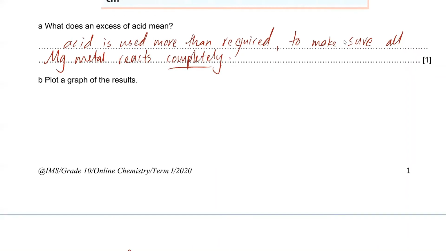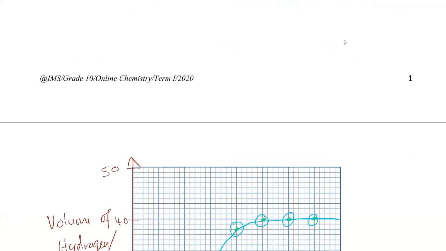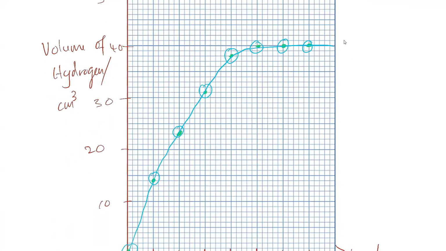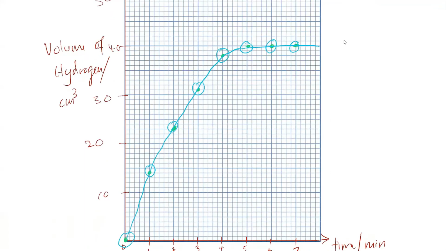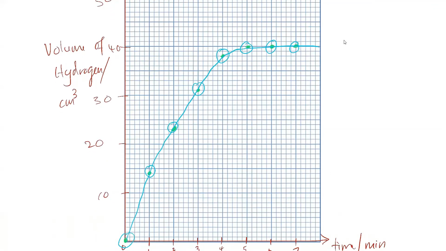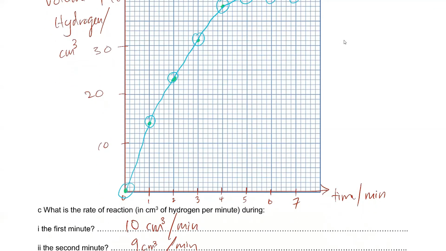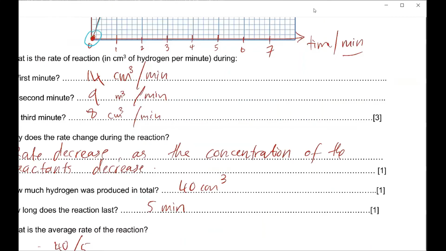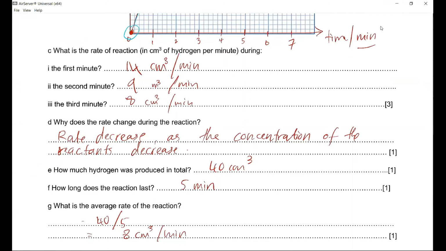Okay, more than required. Excess means more than what is required. So plot a graph of the result. You should get a curve like this, and you should label the axis. Yes, you have to draw the graph freehand. There is no other way.